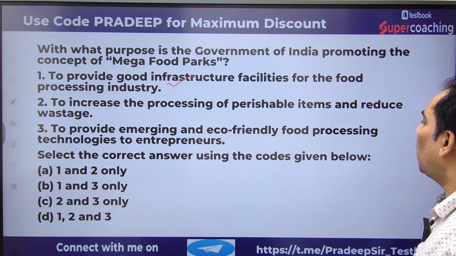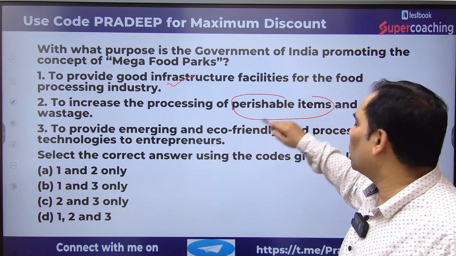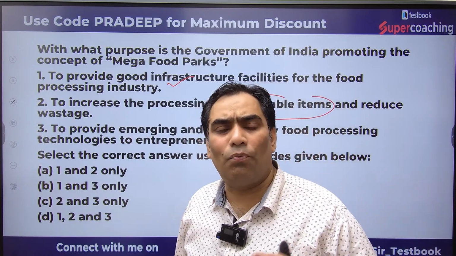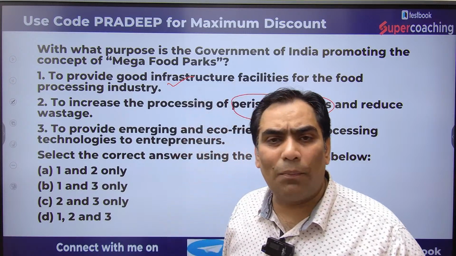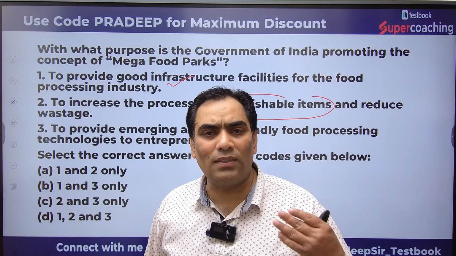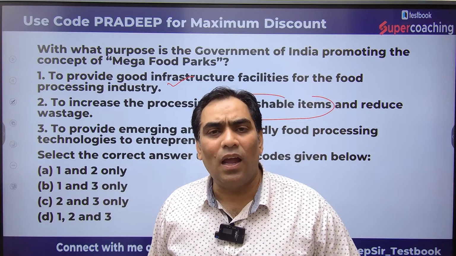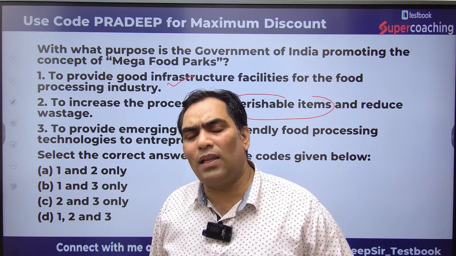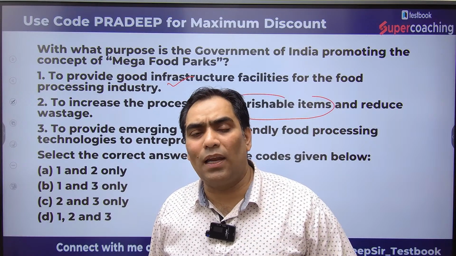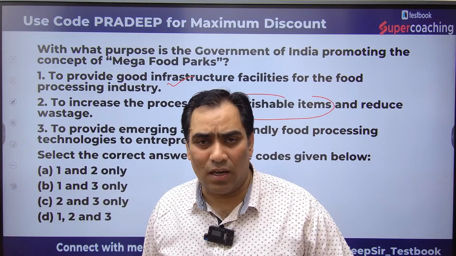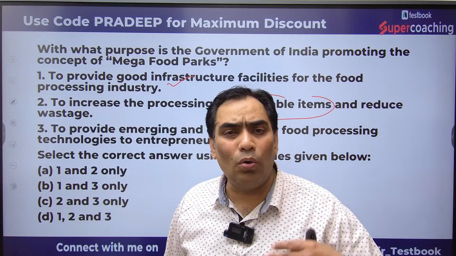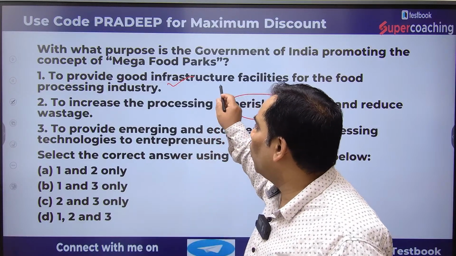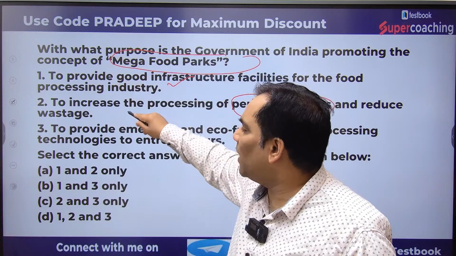The next statement: to increase the processing of perishable items and reduce wastage. As I talked about, this big infrastructure is going to be instrumental for food processing. Perishable goods, especially vegetables and fruits, are such by nature that they get perished, and there is not sufficient storage facility in India. Because of that, a significant portion of the production gets perished. So we want to increase the life of the perishable goods. For that, we are going to do food processing, and that is going to take place in mega food parks. So the second statement is also correct.